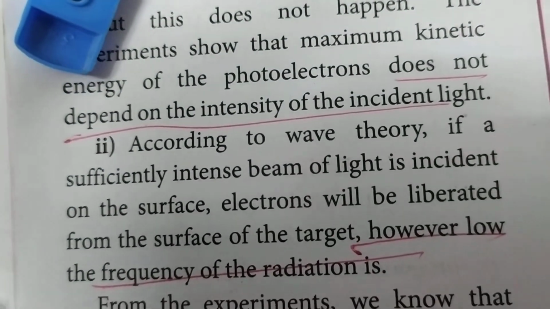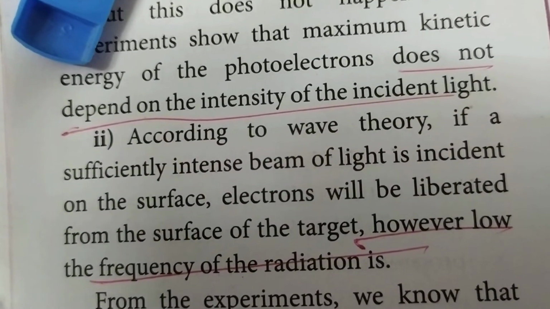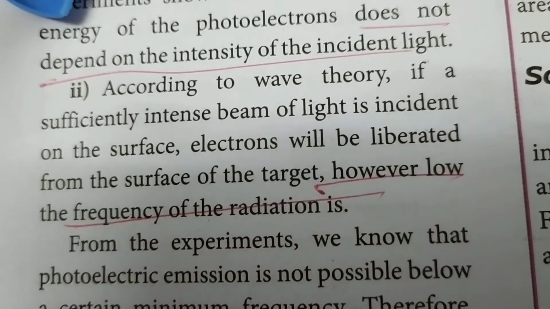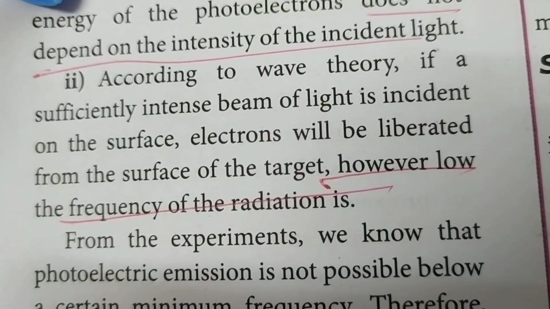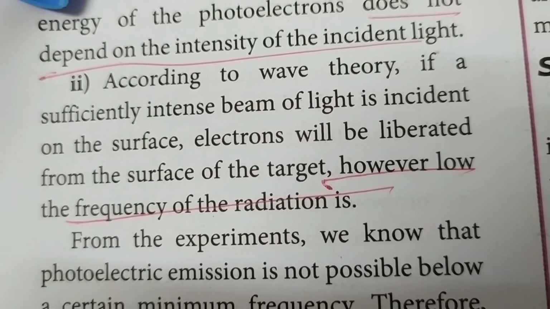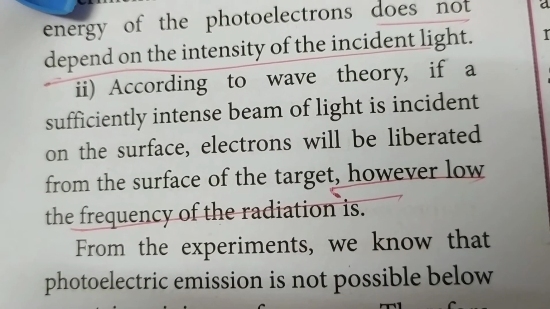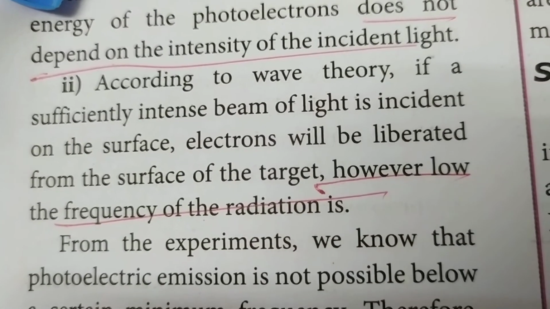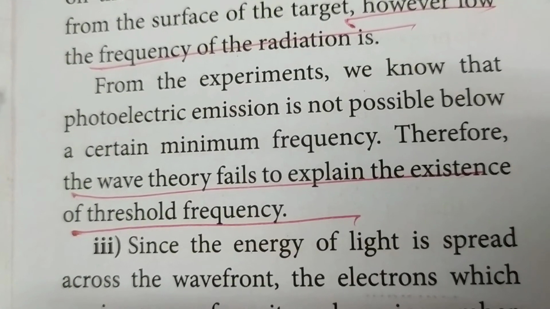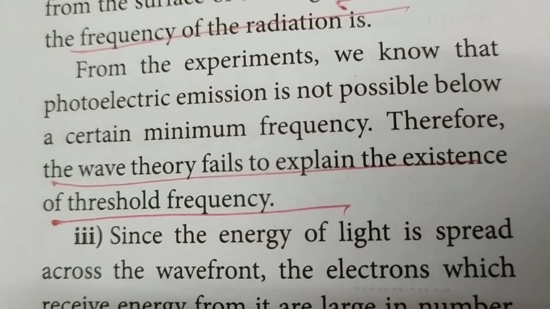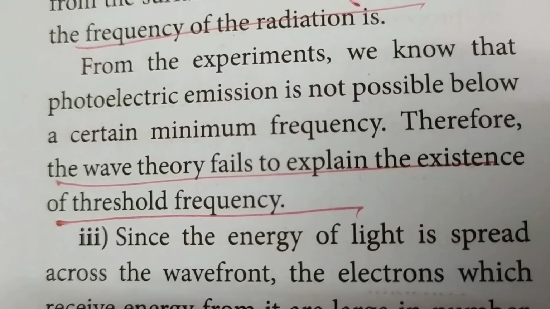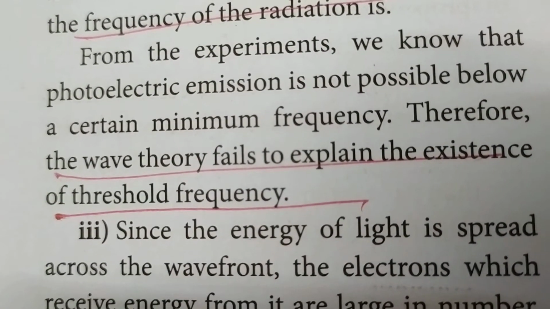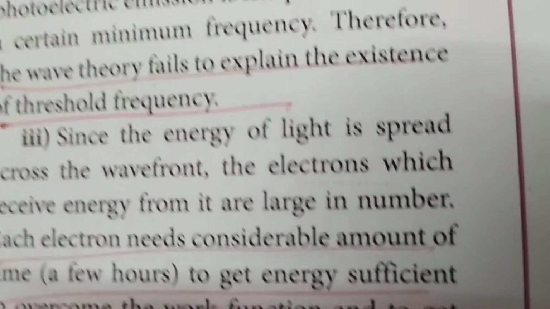And already we know that the maximum kinetic energy does not depend upon the intensity of the incident light. Next, according to the wave theory, electrons would be liberated whatever the frequency may be. But at lower frequencies, the electrons are not liberated. So the wave theory failed to explain the existence of threshold frequency. Threshold frequency means the minimum frequency required for the emission of photoelectrons, and the wave theory couldn't explain it.